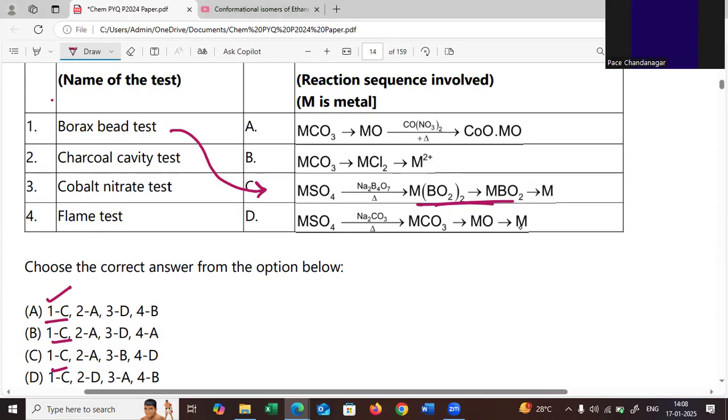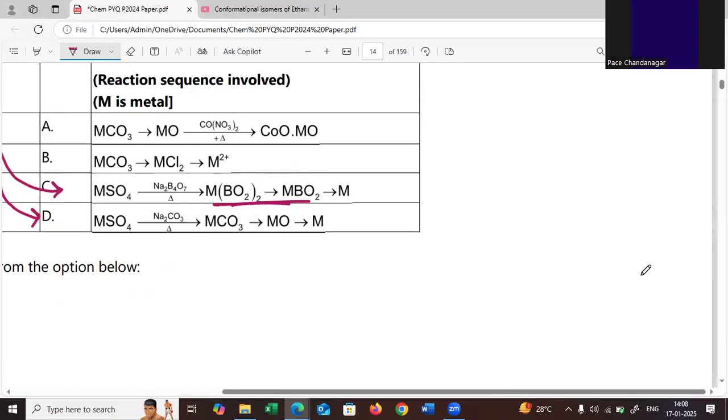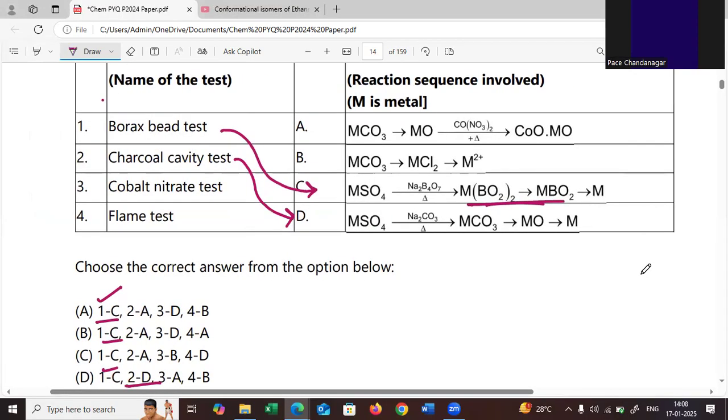Next, going on with number 2. The charcoal cavity test will be MSO4 in the presence of Na2CO3, which will give you this. So 2 is going with D here. 2 going with D will be our answer here. So obviously the answer is only one here, which is option D.